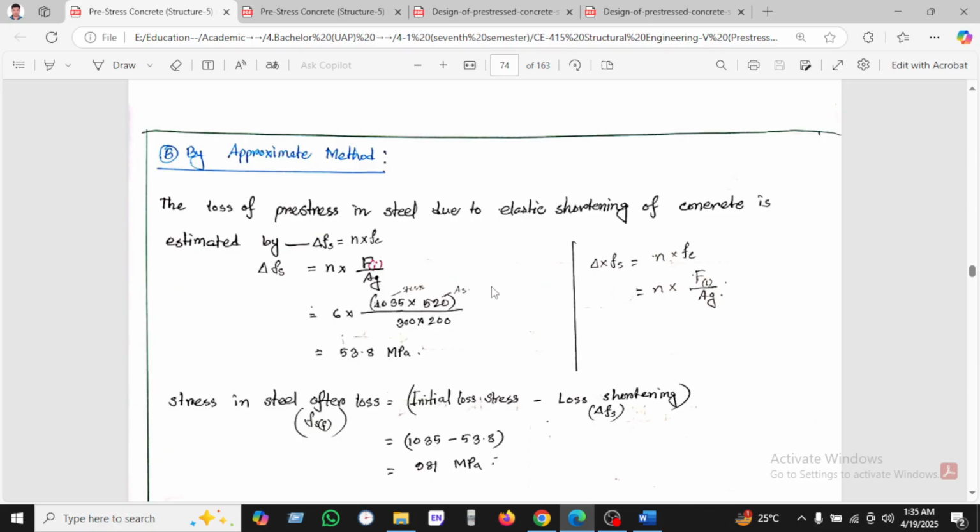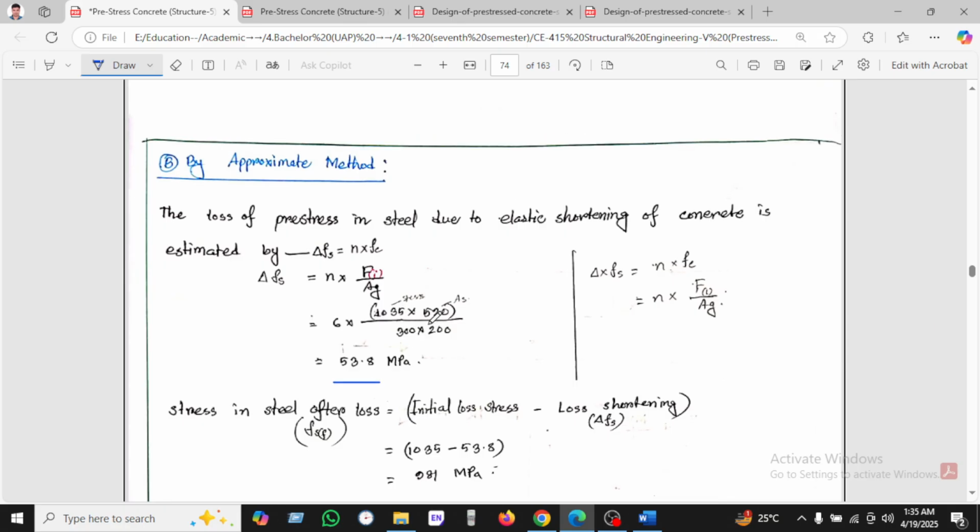As we know, here delta Fs equals n into initial stress, equal to force per area. So this is the initial force divided by Ag, the total area, and we found 53.8. And the stress in steel after losses, so Fs, is the initial stress minus the loss of shortening. By the approximate method we found 53.8.